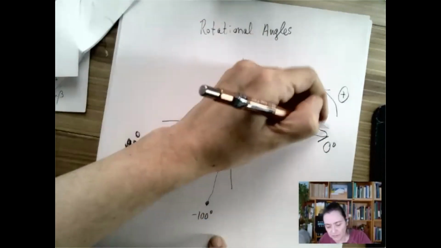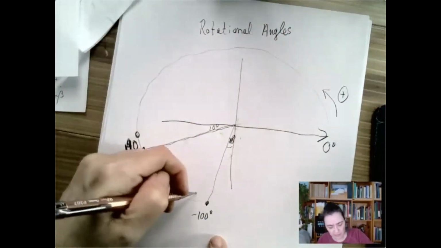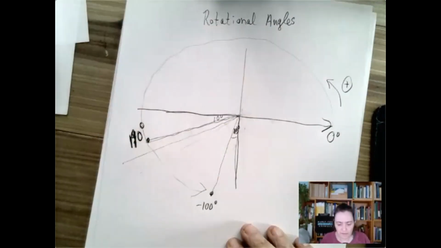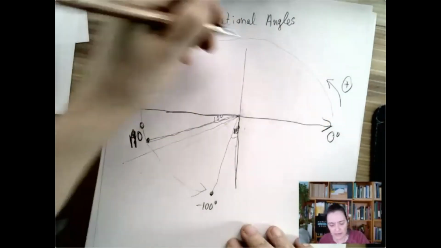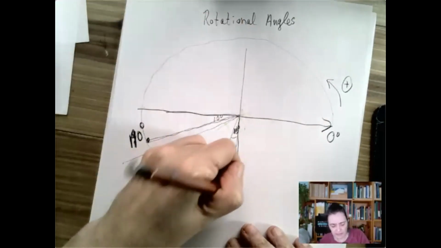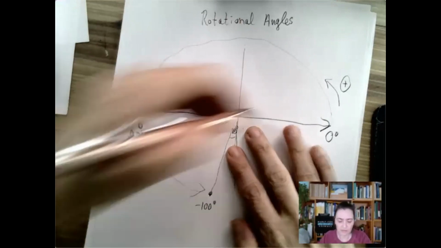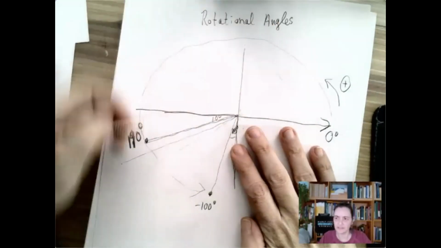Or what if we approach this point from here? Can you tell me what angle that would be? Well, you can say, okay, 90, 180, 270, go back 10, 260. Or you can say, well, this is 100, so this has to be the other 260, right?